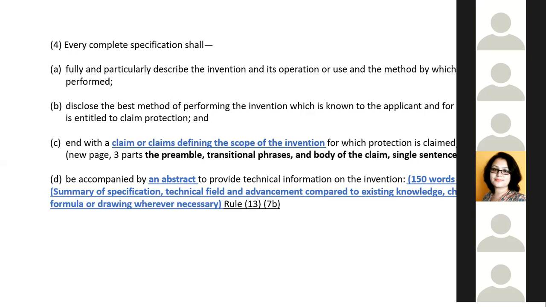A process of making this, or a product like this. What are the transitional phrases? We use the words comprising of, consisting of, comprising, consisting, includes. That comes under your transitional phrases. What is the body of the claim?